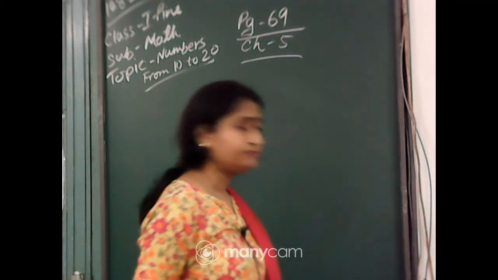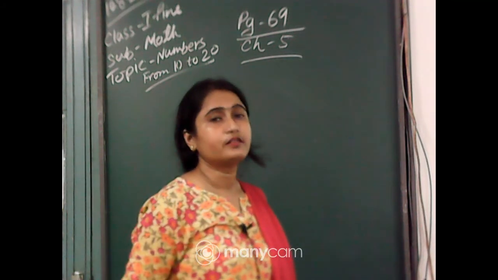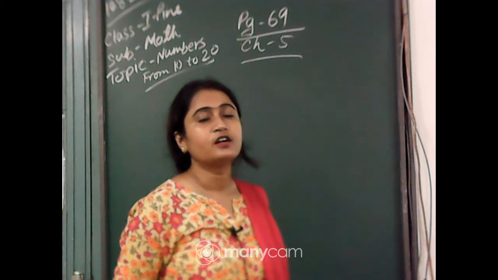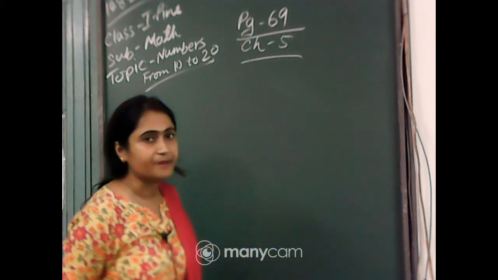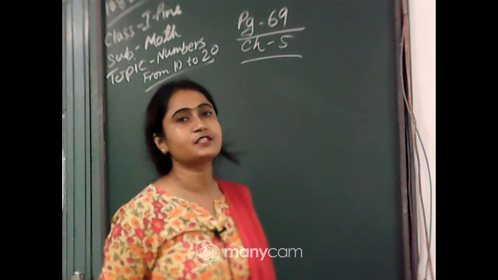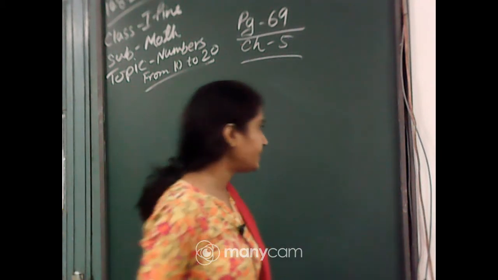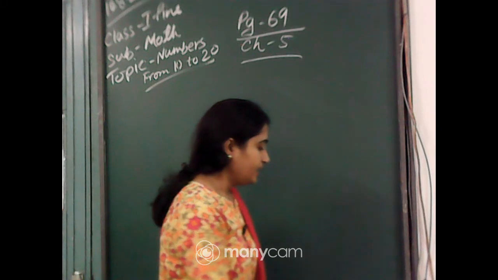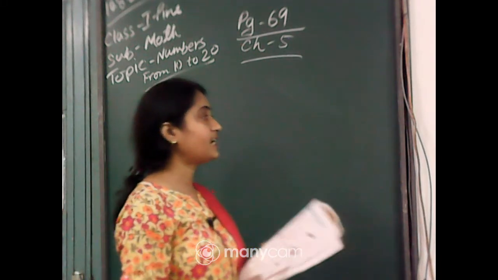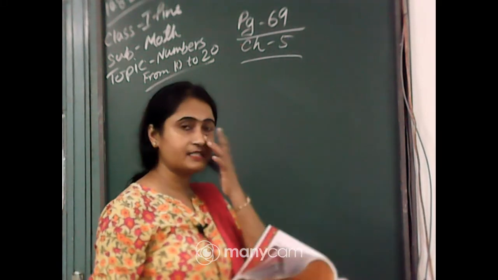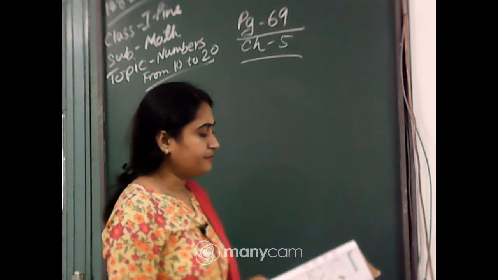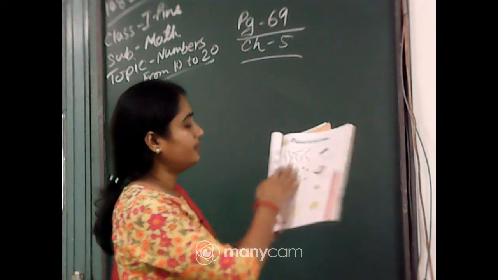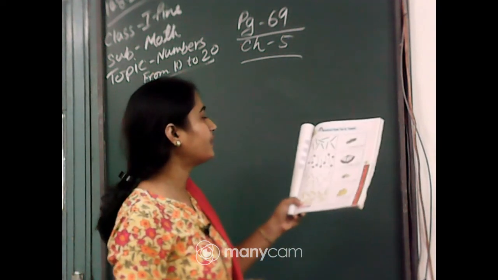We know 0 to 10. Today we will start a new chapter, that is chapter number 5, numbers from 10 to 20. Open page number 69 and let's start now. Now let's see the picture. Please see the picture over here.